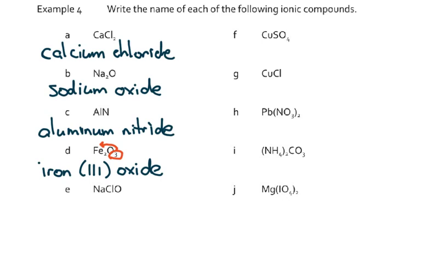NaClO, we would never name this with sodium chlorine oxide because it's an ionic compound. It has two names. We know we have sodium, Na, and ClO is a polyatomic by itself. So we need to go into the chart of ions, look up what the name of ClO is, and that's hypochlorite.